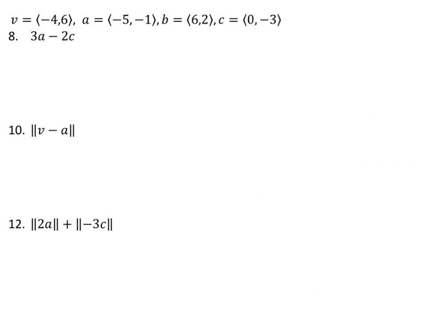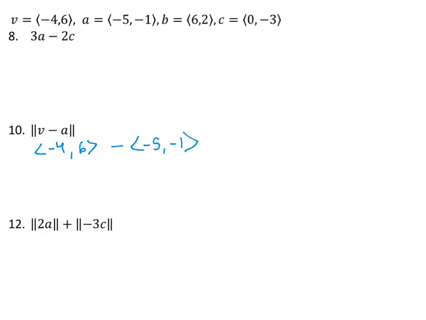This is vector operations. This is where you can take different vectors and add their parts together. Let's actually start with 10, and then we'll do 8 and 12. So on 10, these two vertical lines around it mean get the magnitude of it, and we'll get there in a moment. But let's do this inside part. V minus a. So you have to take the vector v and the vector a and subtract those two, which is going to turn to negative 4, 6, minus negative 5, negative 1.